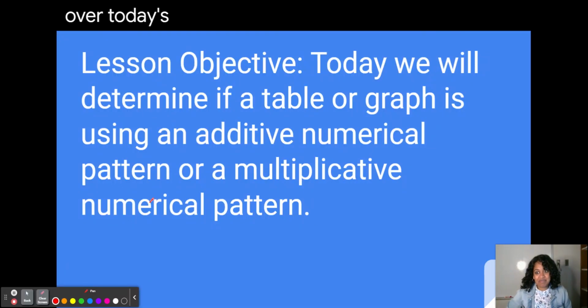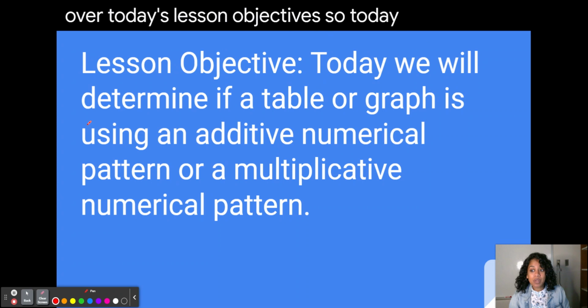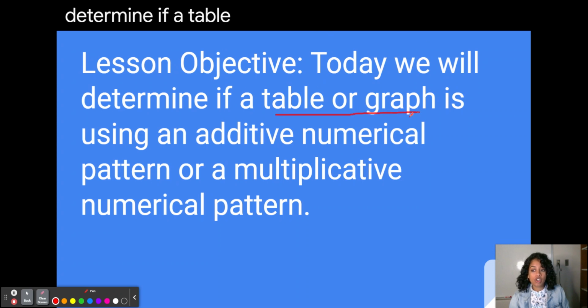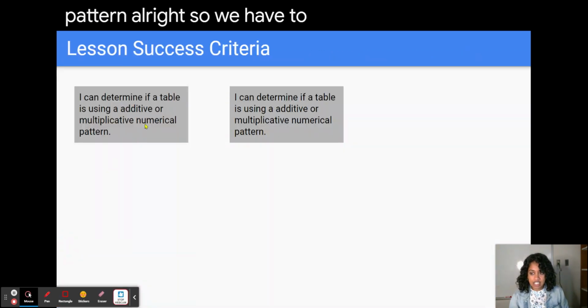Let's go over today's lesson objective. So today we will determine if a table or graph is using an additive numerical pattern or a multiplicative numerical pattern. All right, so we have two success criteria.